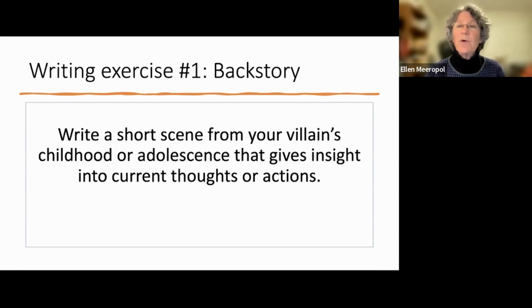Okay, so we're going to do a few flash exercises. These are sort of focused free writing. They are very short, 3 minutes. Clearly, you won't write a finished scene, but hopefully you will get an insight, a flash of understanding into your evil character. So the first exercise is to write a flashback from your villain's past, something that gives insight into her current self.